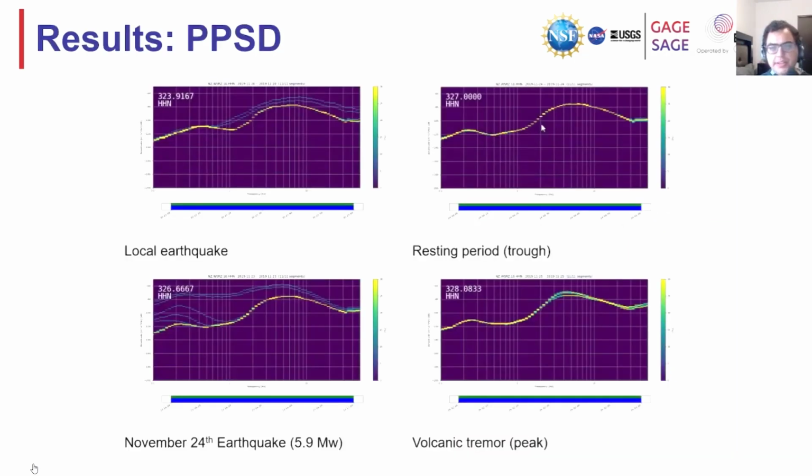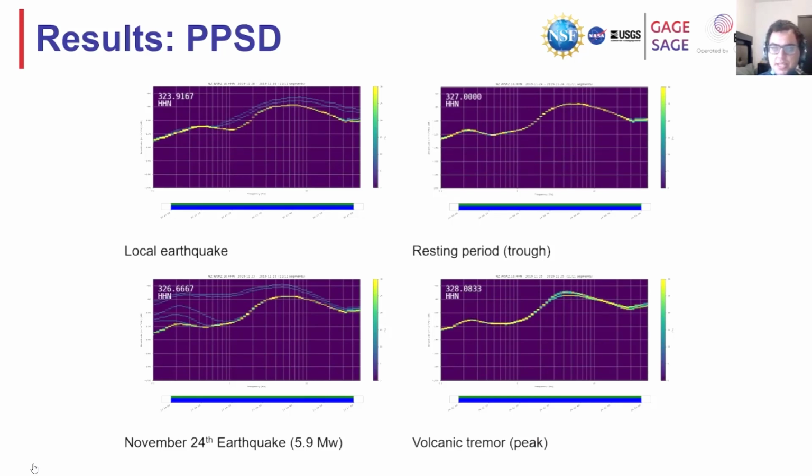So here are the results. Let's talk about the PPSD first. We can see 4 different cases here. One is a local earthquake at the beginning of the sequence. The second one is the 5.9 moment magnitude earthquake that happened on November 24th. And the other 2 cases are resting periods between tremors, which are called troughs according to the RSM data, and volcanic tremors, which are called peaks, which can be seen as peaks in the RSM data.